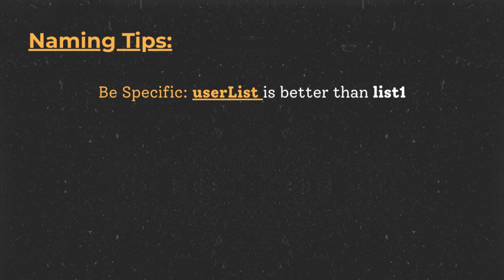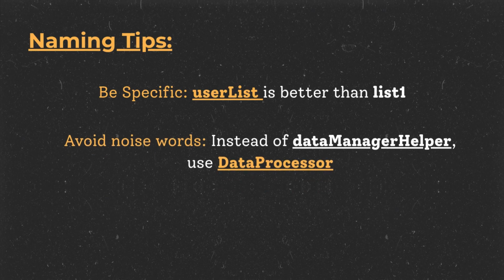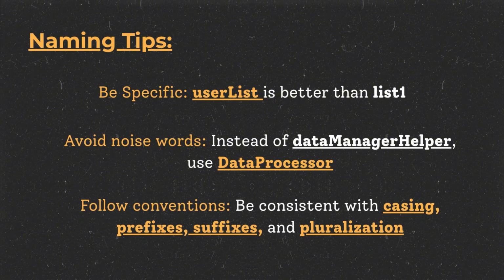Poor naming creates an extraneous load, forcing developers to guess what something does, interrupting flow and increasing the chances of mistakes. Here's a tip. Be specific. User list is better than list one. Avoid noise words. Instead of data manager helper, just use data processor, if that's what it is. Follow conventions. Be consistent with casing, prefixes, suffixes, and pluralization across your code base.